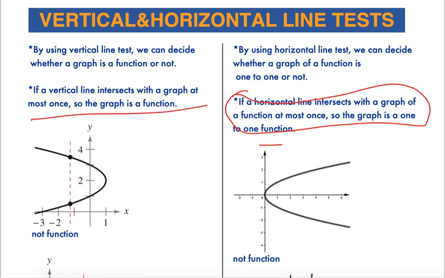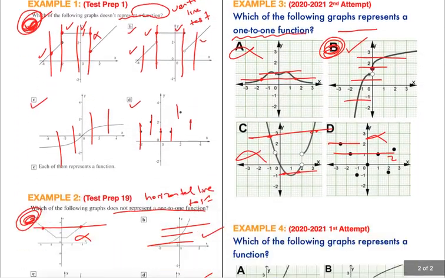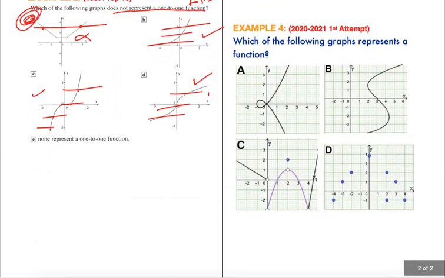If a vertical line intersects a graph at most once, then the graph is a function. So these two rules are important to figure out whether the graph is a function and whether the function's graph is one-to-one. Another ministry question, 2021 first attempt ministry question. Which one represents a function? So this time we use the vertical line test.